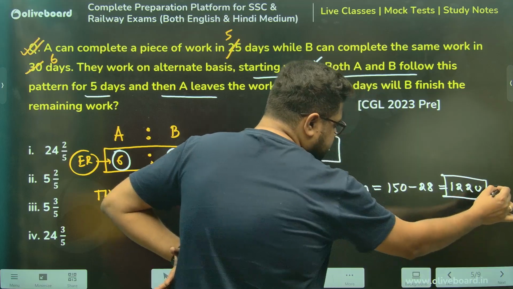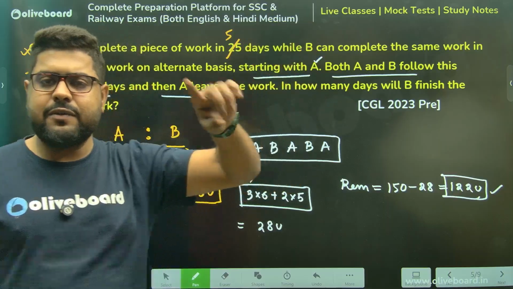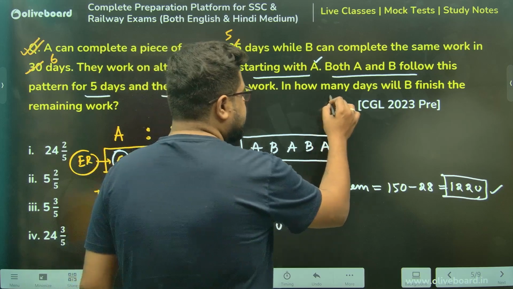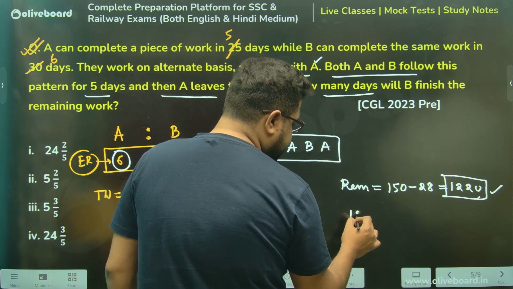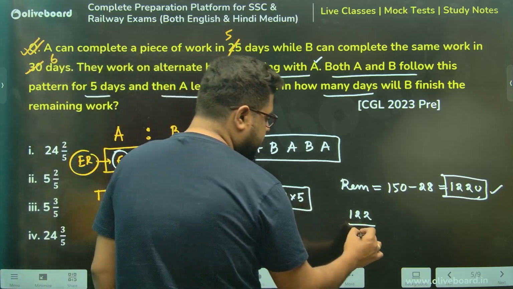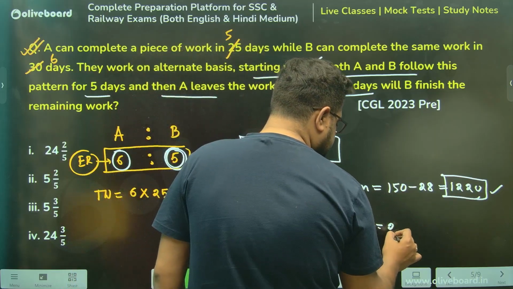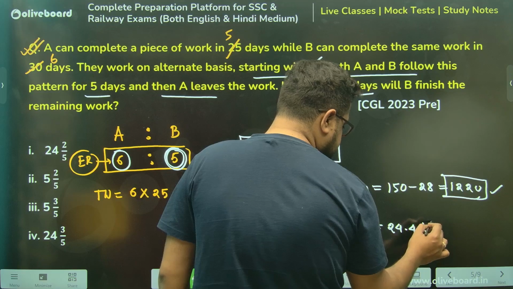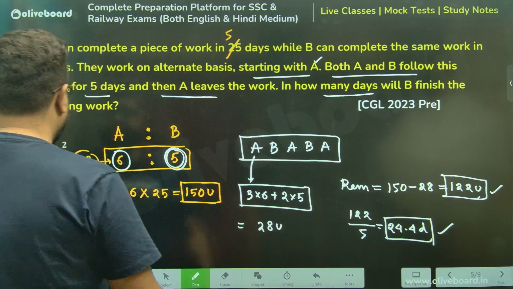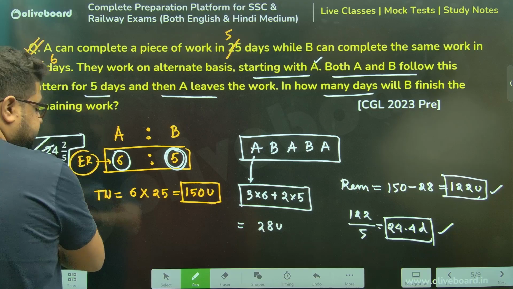Sir, who will do this remaining work? A has left, so B will do this. How much time will B take, sir? 122 divided by the efficiency of B, which is 5. So which is 24.4 days. The options are given in terms of fractions. So 24 whole 2 by 5 days.